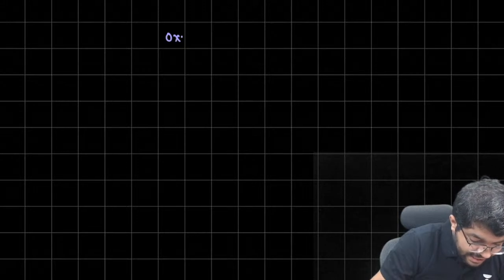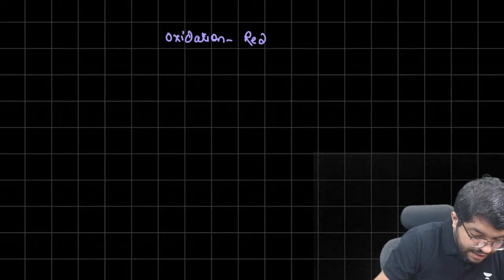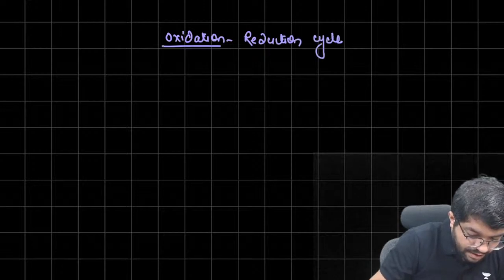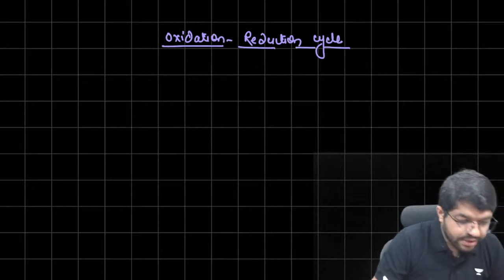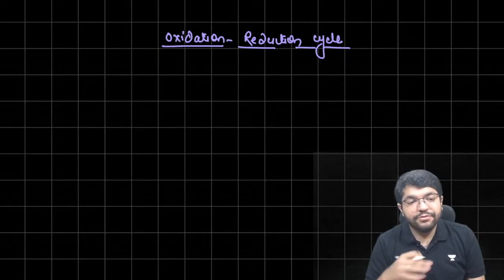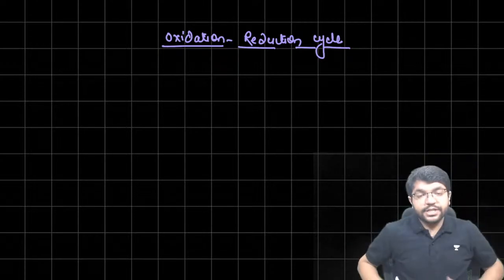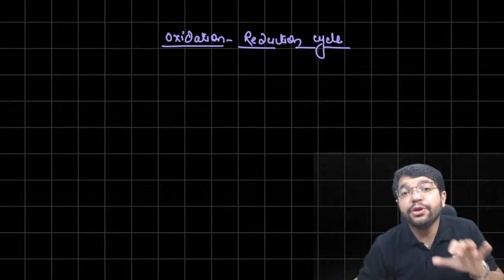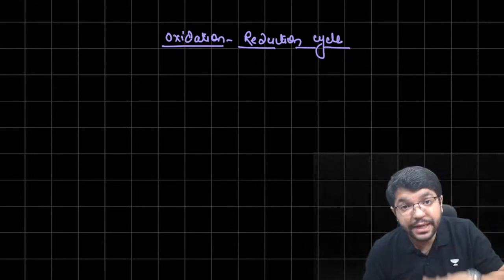Put the heading, because I've just told you the degrees. This is really important that we should talk about. Put the heading as oxidation reduction cycle, the most important component of these two chapters that you're dealing with right now.